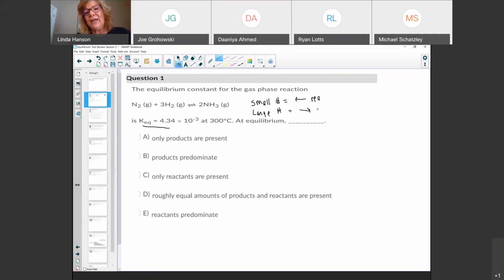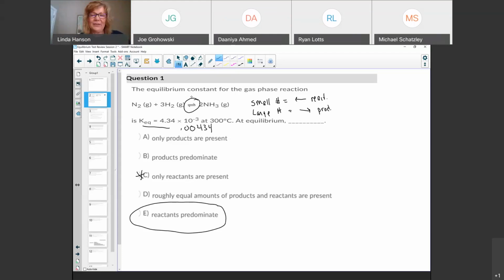So really all I had to do to answer this type of question was look at the magnitude of the number. We could see that this number is quite small. Based on the size of that number, we know that the reactants are being favored. Reactants predominate. But I think what might trip people up is that choice C often was selected, saying that only reactants are present. Remember, that's not true because it is a dynamic equilibrium. We have the forward and the reverse reaction occurring. We're just favoring one side over the other.